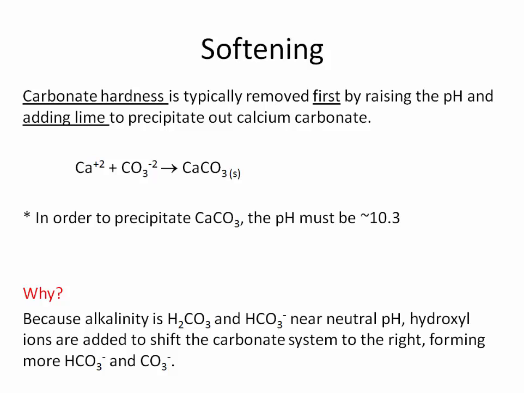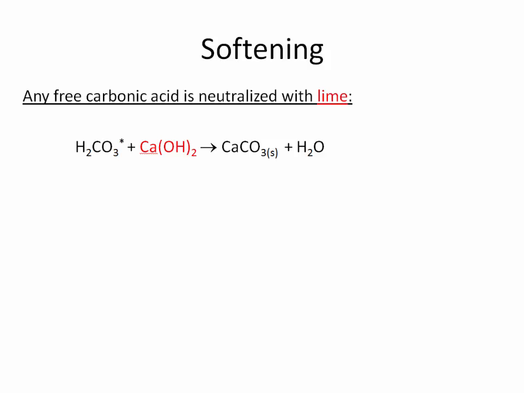In the next few slides, I'm going to take you through each of the reactions, but I want to point out here that I highlight why you have to have a high pH in order to get softening to take place. It has to do with shifting that pH to the carbonate ion and shifting the pH to have hydroxide ions. Okay, so the first step is to add lime, and lime is highlighted here in red, calcium hydroxide. Lime is added and it neutralizes any free carbonic acid in the system and precipitates out solid.